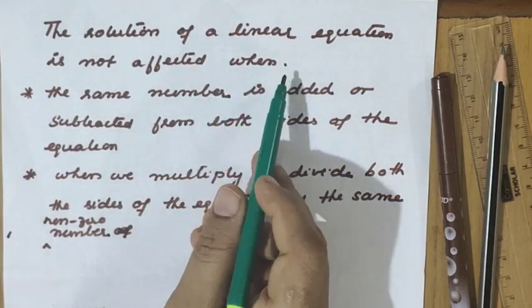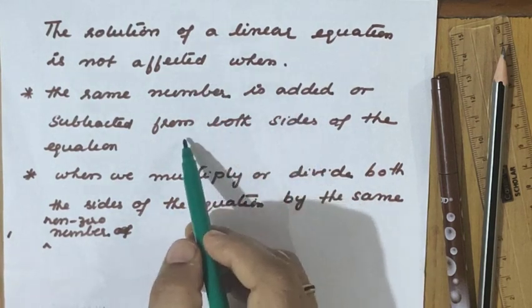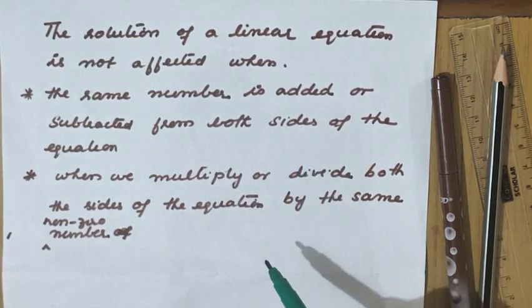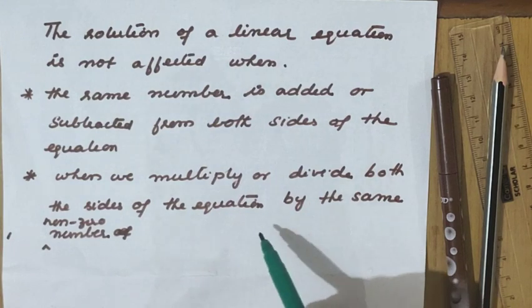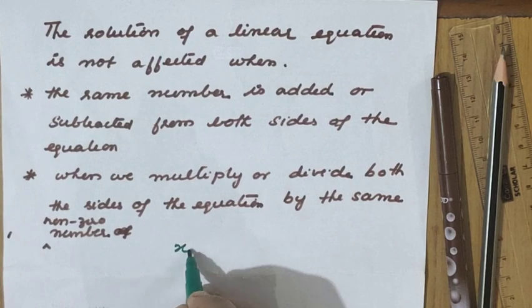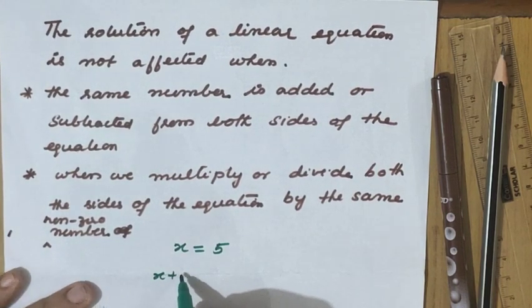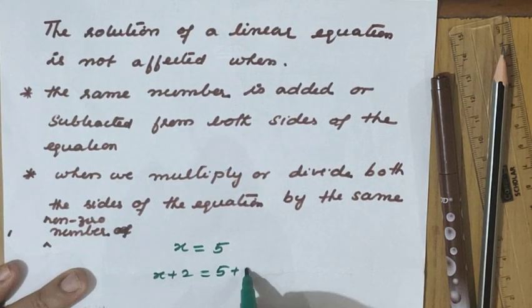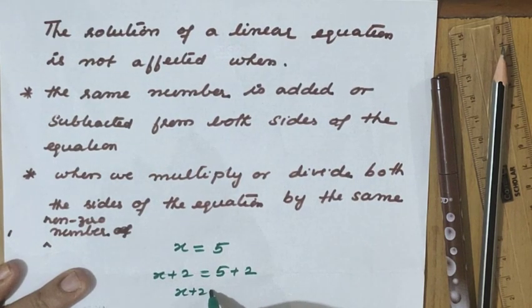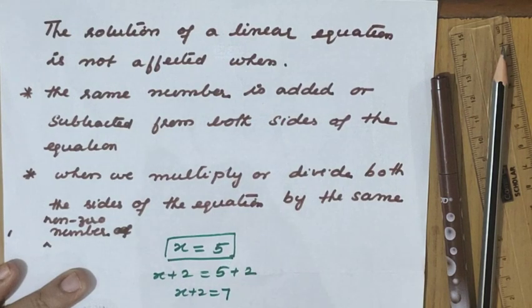I repeat, the solution of a linear equation is not affected when the same number is added or subtracted from both the sides of the equation, or when we multiply or divide both the sides of the equation by the same non-zero number. So what we have seen is that x equal to 5 we have taken. We have seen that x plus 2 equal to 5 plus 2, that means x plus 2 equal to 7. So the first equation was this only, that means the solution is 5 only.